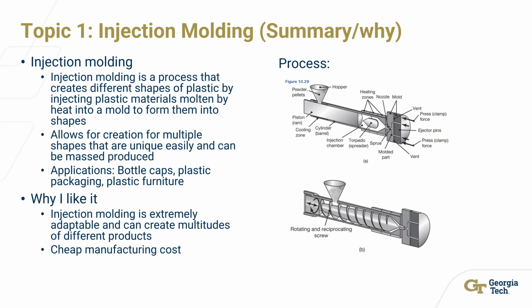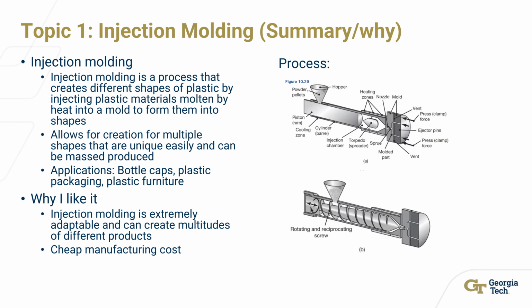So getting right into it, we'll hop in with injection molding first of all, as the most simple process and also the one that I have done essentially the most research on through our first two projects. Injection molding is a process that creates different shapes of plastic by injecting molten plastic into different molds to form them into different complex geometries and shapes. It is really beneficial for allowing the creation of multiple shapes that are unique and can easily be mass produced.